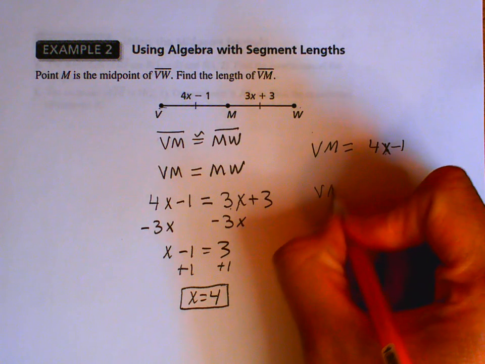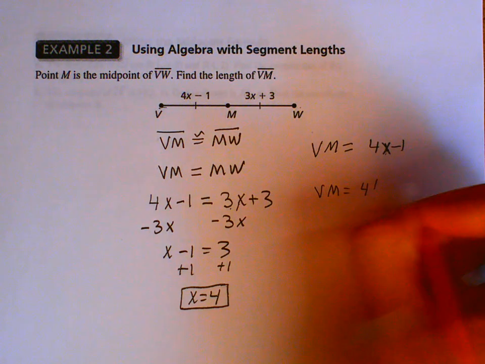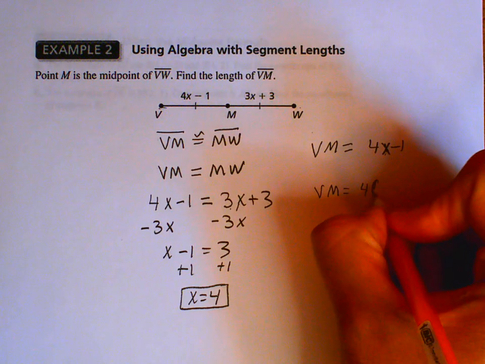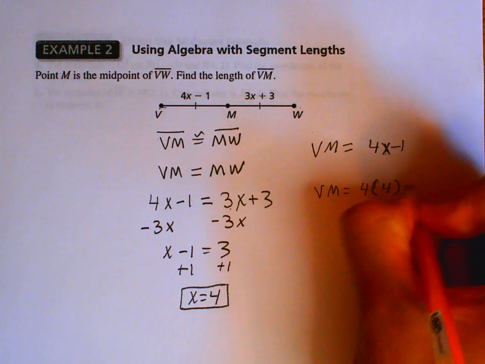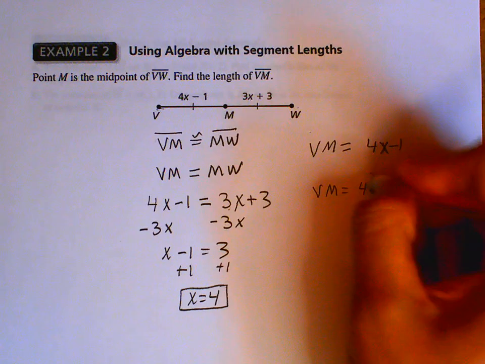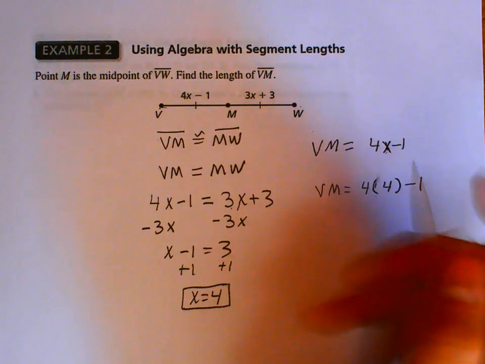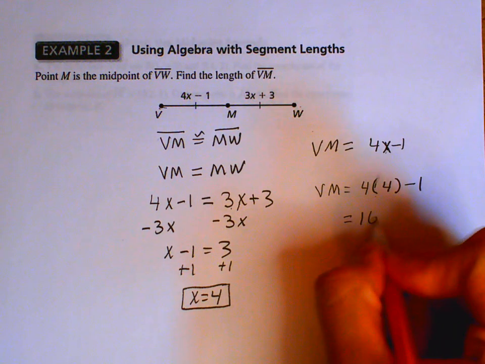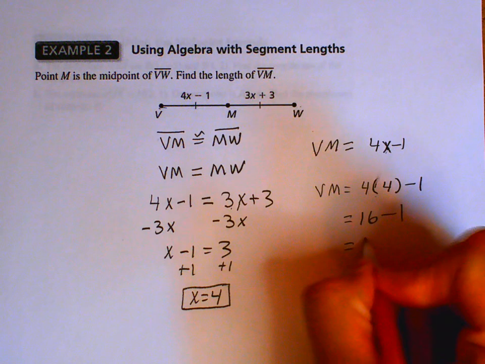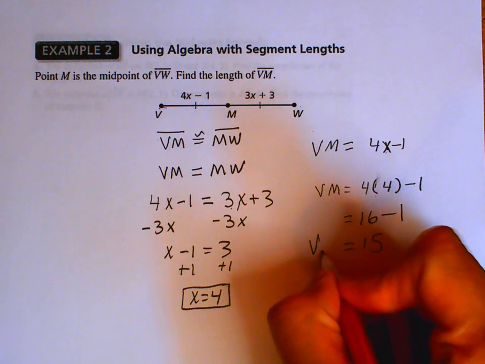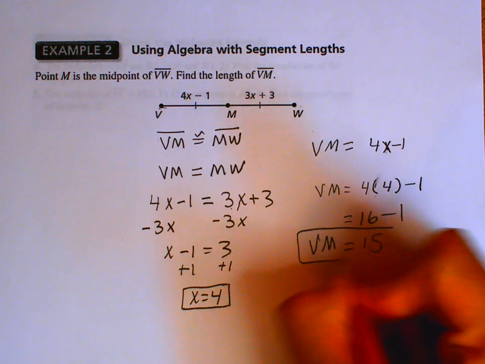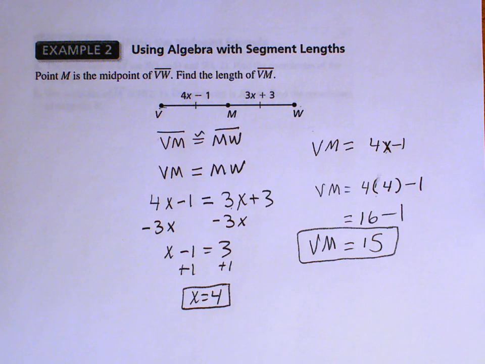So VM is going to be 4 times 4 minus 1. Clean that up a little bit. So that's going to be 16 minus 1, which happens to be 15. So VM equals 15. And that is example number 2.